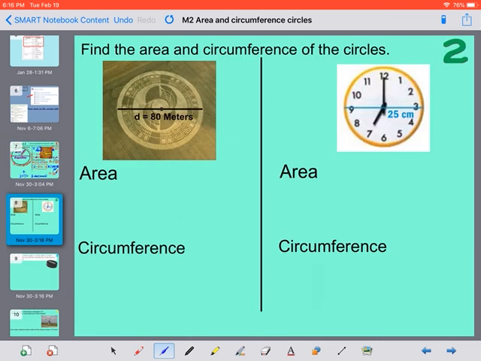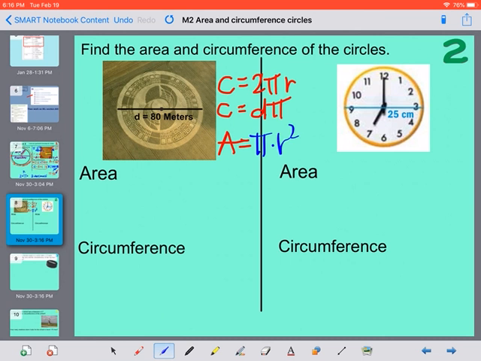So I'm just going to write up here, circumference is 2 pi r, or diameter times pi. And our area is pi r squared. Pi times r squared.